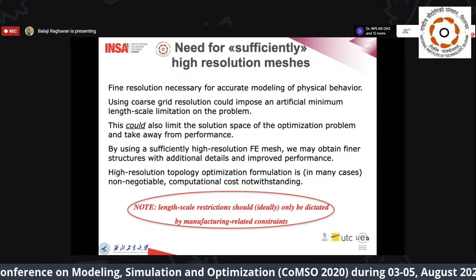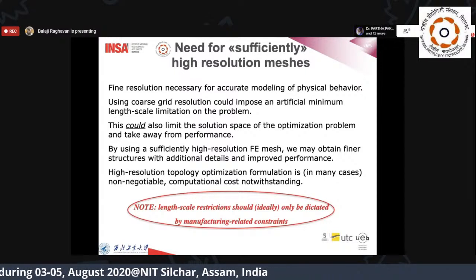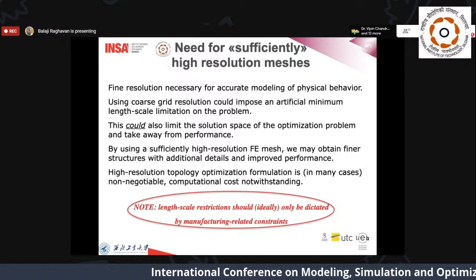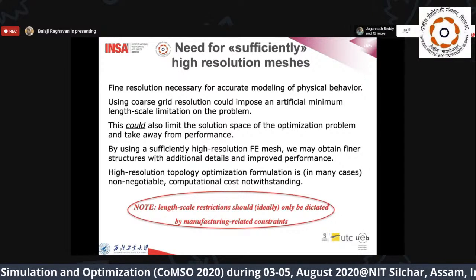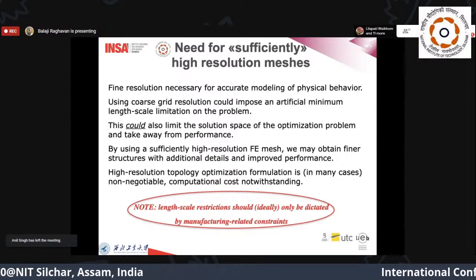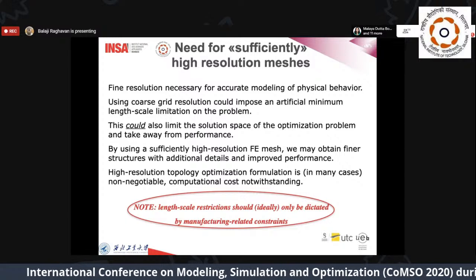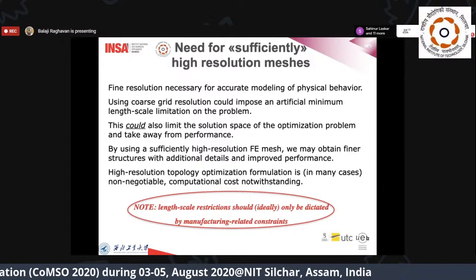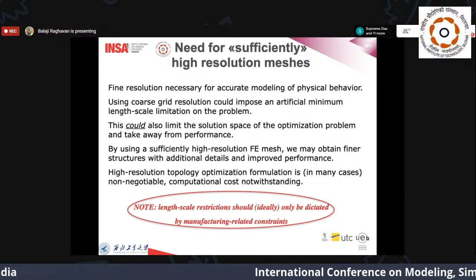And the other thing is, remember, we are approaching a continuous problem. So anytime we impose an artificial length scale, we could limit the solution space and limit performance. Now, this could be a non-issue. It could be an issue. There's actually work by Sigmund that shows that in a very well-known problem called the Mitchell structures, you significantly lose out on the performance objective by artificially limiting the resolution. And also, by using a sufficiently high resolution FE mesh, we may obtain finer structures with improved performance. Now, this is a trap. If you say, give me an example, there's plenty. There are also examples where this doesn't happen, right?